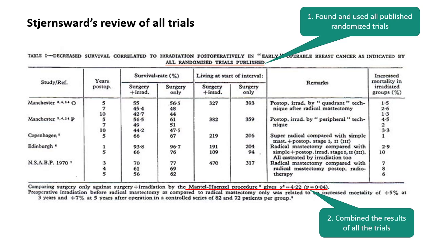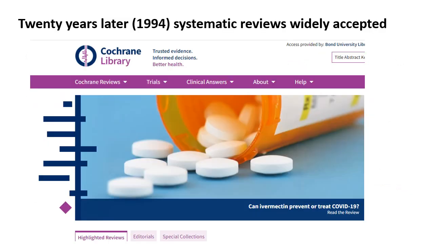Second, he pooled them together and got this statistically significant result by combining them, because each of the individual studies wasn't designed to answer this question. It was too small. But if he combined them all into this one larger study, it was able to answer the question. That was somewhat controversial at the time as a novel technique, but let's move on 20 years later, and it was becoming widely accepted that systematic reviews were the way to approach the answering of clinical questions like this.